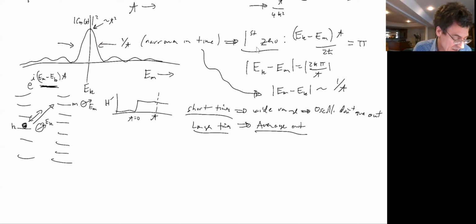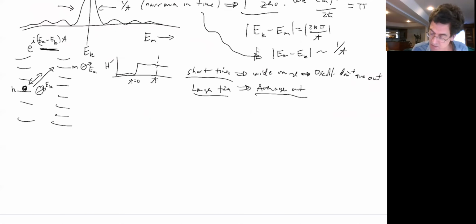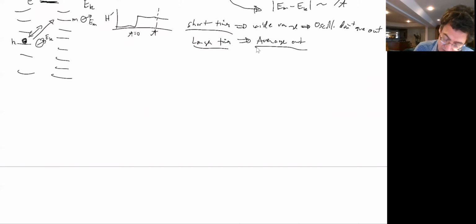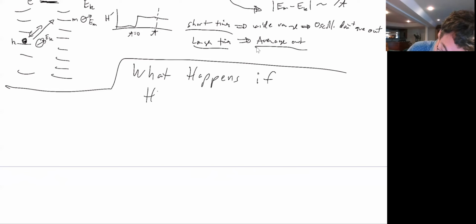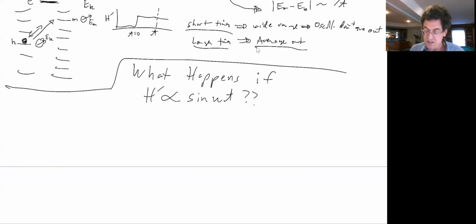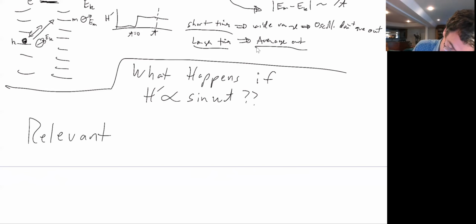And you can think about that. So, okay, but now we're going to ask ourselves, what happens if the perturbation is sinusoidal in time? H prime is proportional to sine omega t. So this is a different case, and this is really important, because this is the case that is relevant to light. So this is the one that I think is most important.